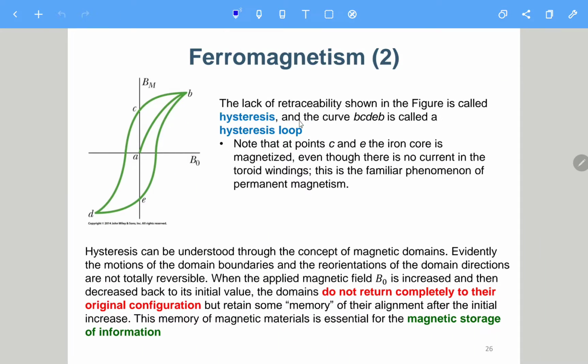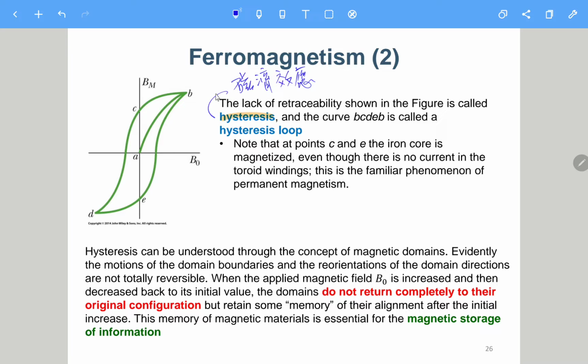Okay, so this one is the main part of ferromagnetism. The lack of retraceability shown in the figure is called hysteresis. In Chinese, this is called 磁滞效应.